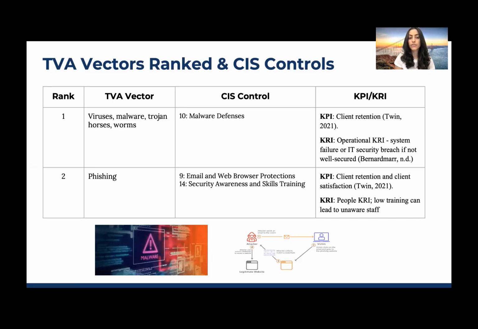The second is phishing. CIS controls fall under 9 and 14, which is email and web browser protections and security awareness and skills training. KPI is client retention and client satisfaction. Keeping staff aware of phishing attempts and being able to avoid and prevent phishing attempts will retain clients and will keep them happy. KRI of phishing is people KRI, so low training can lead to unaware staff.